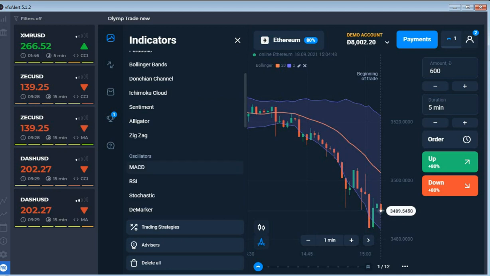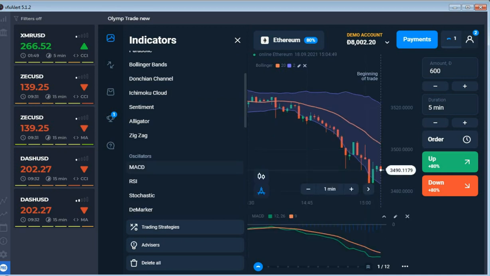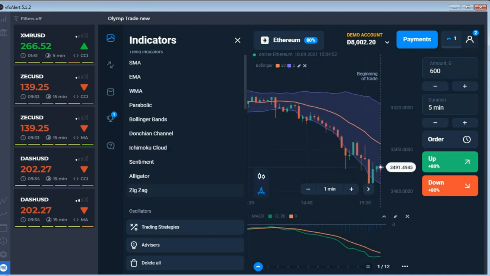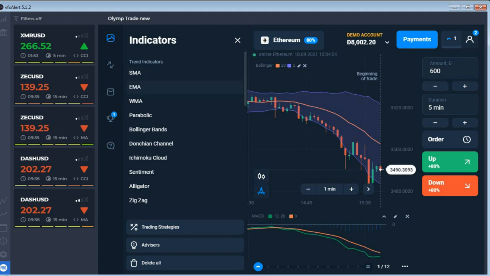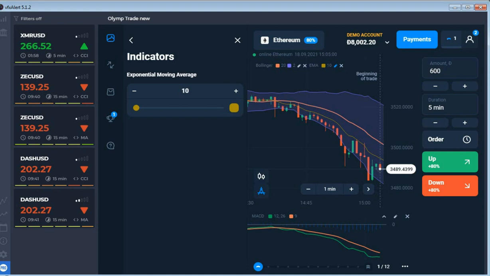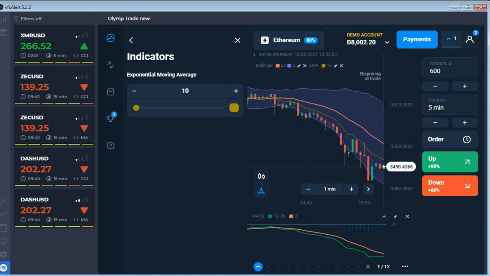MACD with basic settings. This indicator works both as a trend and as an oscillator instrument. So it will be the final signal to open an option. After installing the indicators, we look at examples of signals.